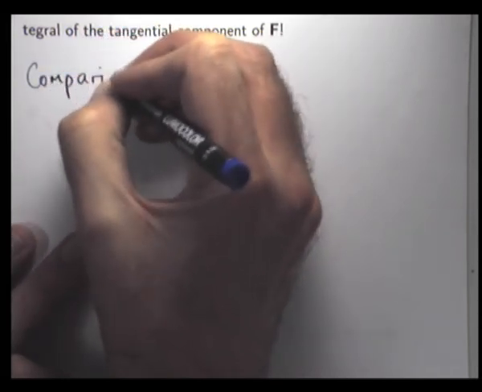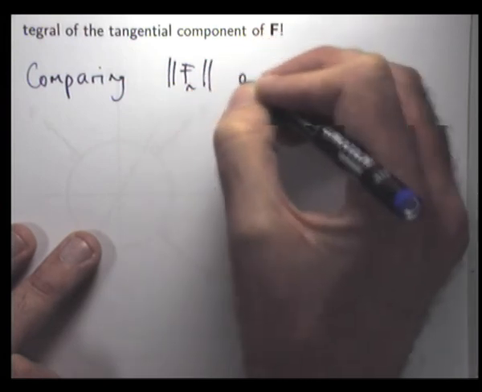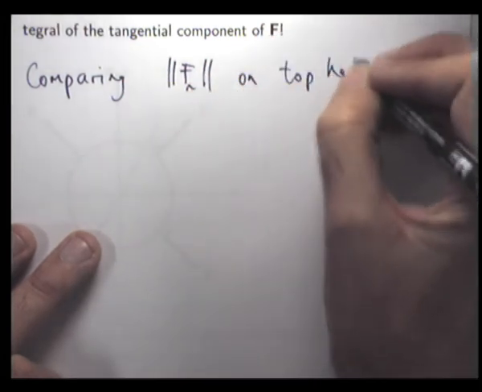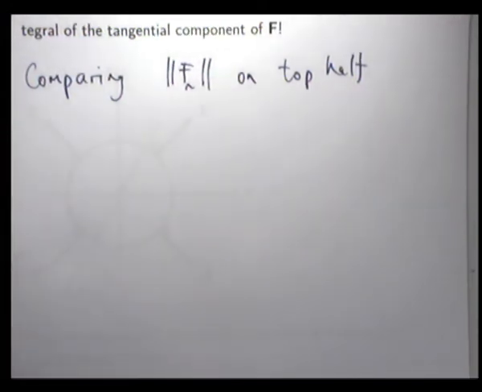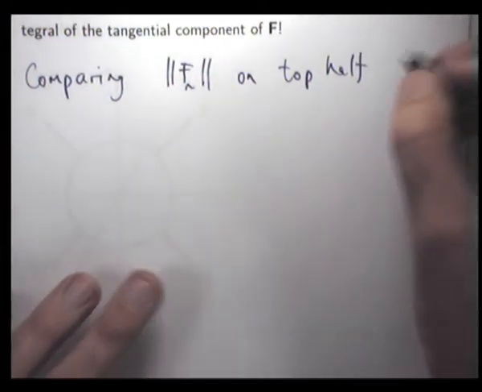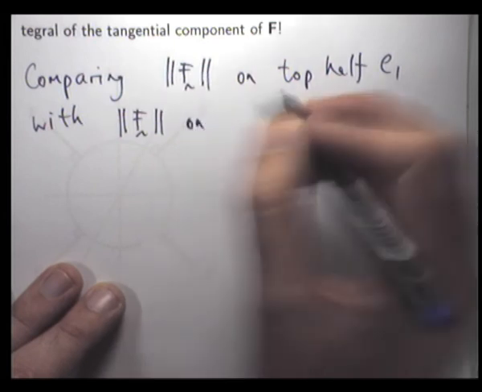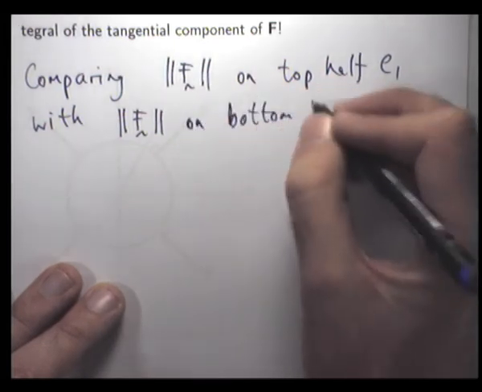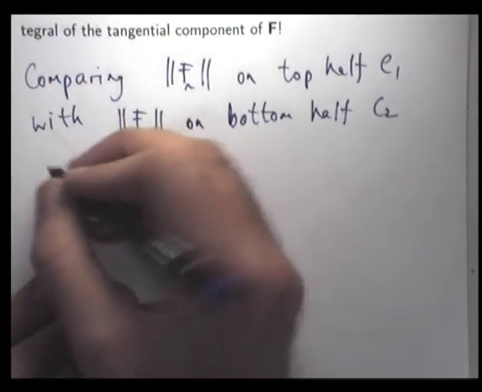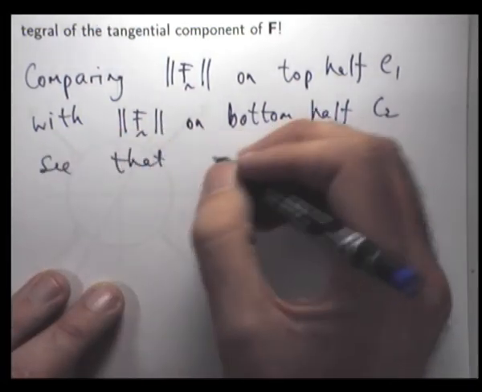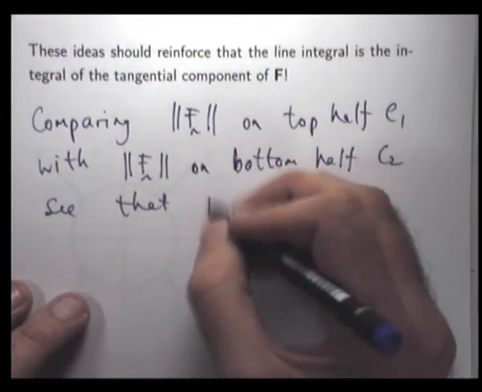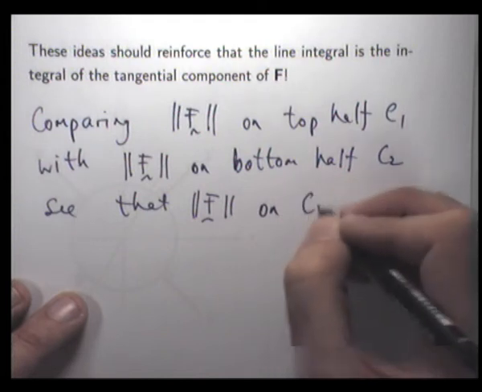So, on the previous, comparing F on the top half of our curve, so that's C2 or C1? Okay, see that F on C1 dominates.